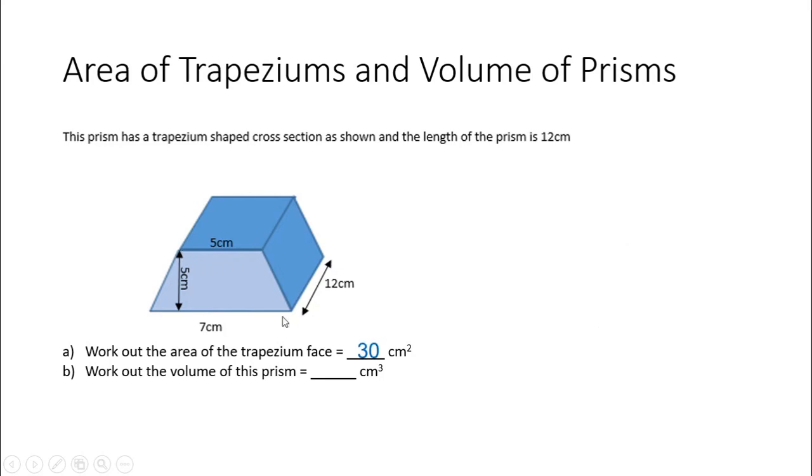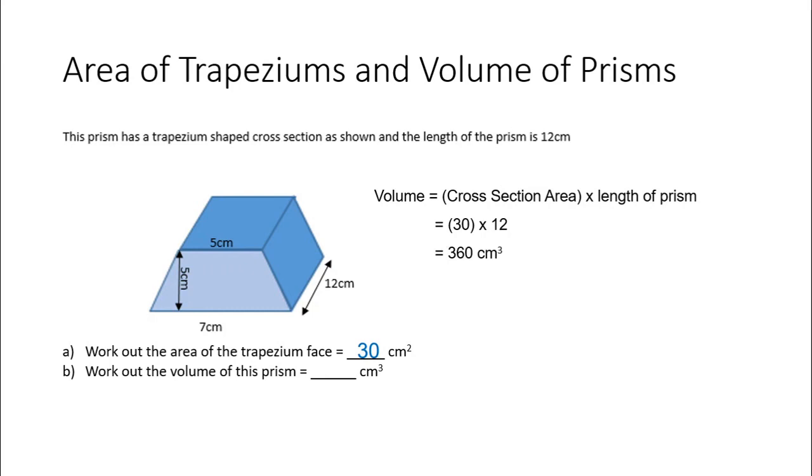So onto the volume of this prism. It's the area of the trapezium face multiplied by the length of the prism. So that's going to be the 30 centimeters squared we just worked out, multiplied by 12. 360 centimeters cubed. Again, remember, all of our measurements were in centimeters, and this is now the volume, a 3-dimensional measure, so our answer is in centimeters cubed.